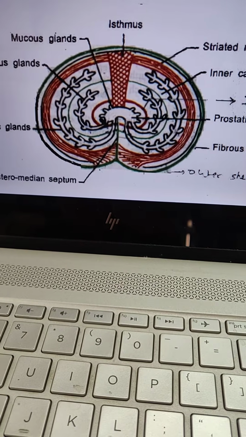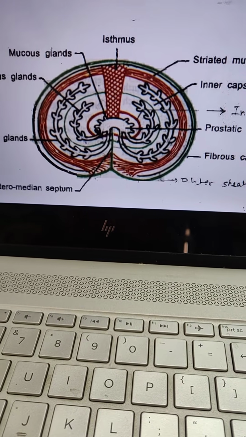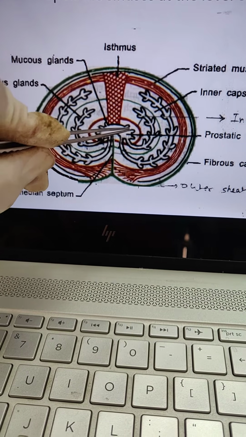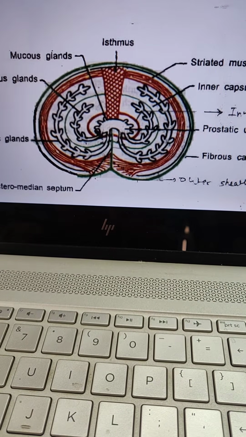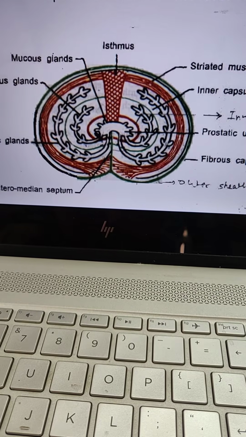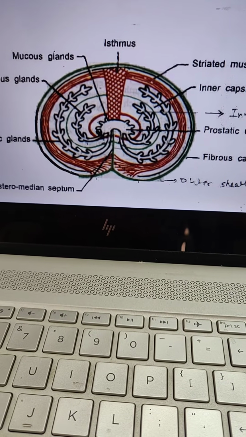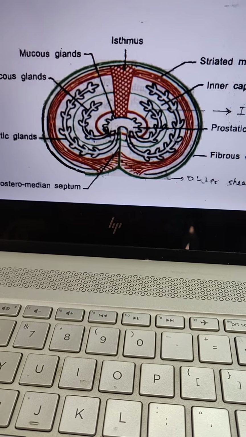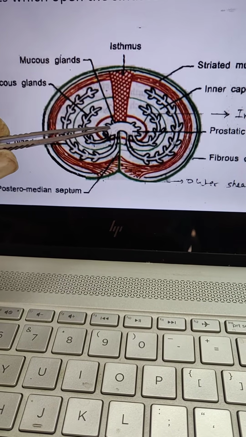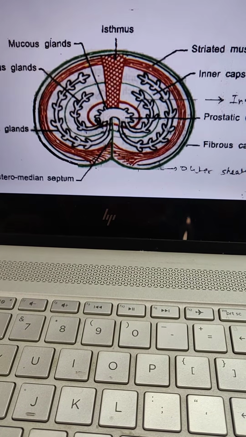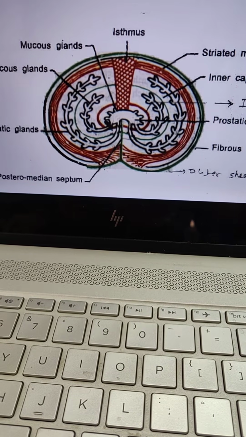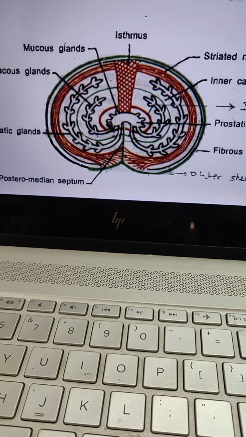The third layer is called the glandular tissue. Here you can see the inner mucous glands. These are the innermost mucous glands, just around the prostatic urethra. The inner mucous glands are simple tubular, and their ducts open into the prostatic sinus above the colliculus seminalis. The intermediate submucous glands present fewer follicles and small ducts which open into the sinuses at the level of the colliculus seminalis.